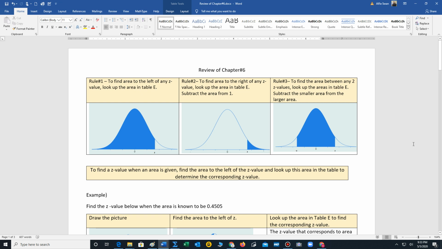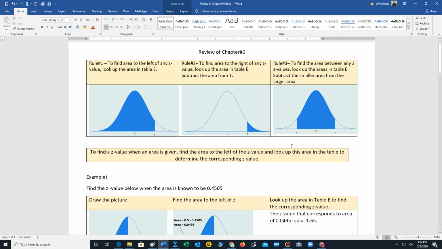So for example, our first rule, whenever we want to find the area to the left of any z-value, all we do is look up that z-value in Table E, and it's going to provide us with the area to the left. Now, Rule 2 tells us if we want to find the area to the right of any z-value, we look up the area in Table E, but then we subtract it from 1.